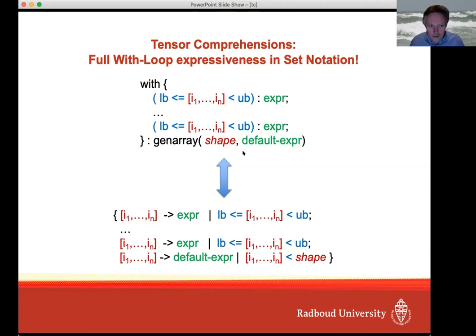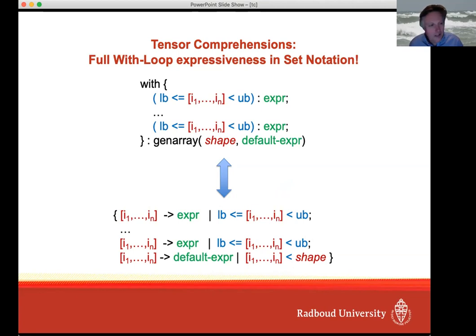Now, we can transliterate this one-to-one into a tensor comprehension down here. The fun part is that the default expression actually can be chucked in here. The shape can appear as a restriction in there. And that's how we can not only define this, but also implement it rather elegantly. We just have to transliterate this into that and we're done. So we have a semantics definition and an implementation almost for free, provided we have this mapping.